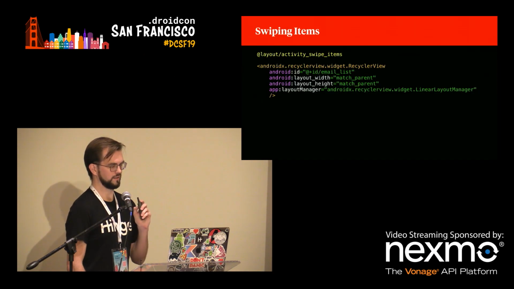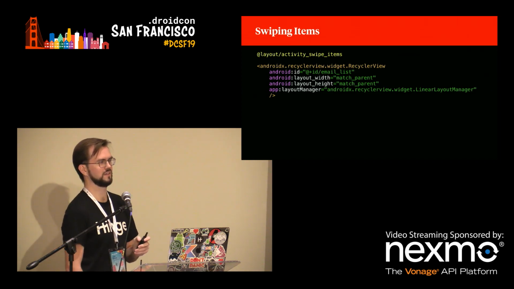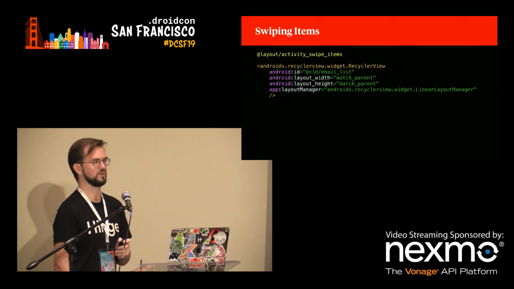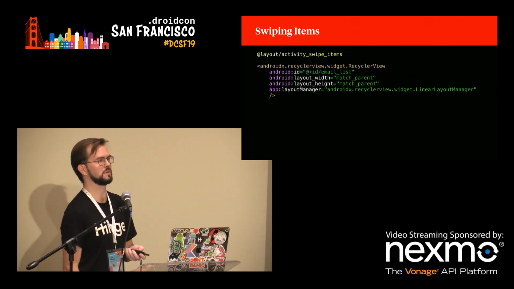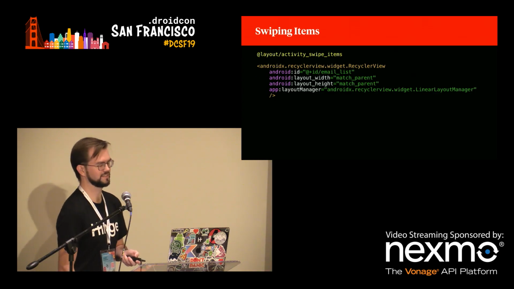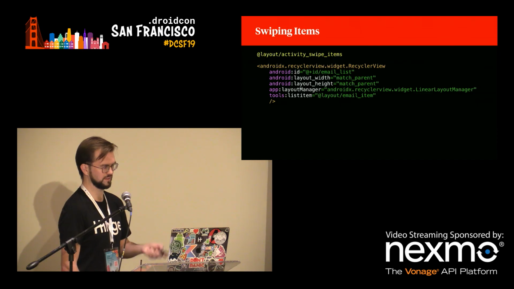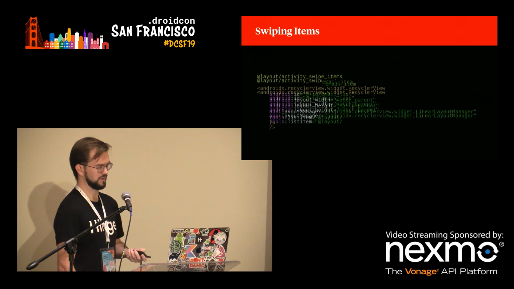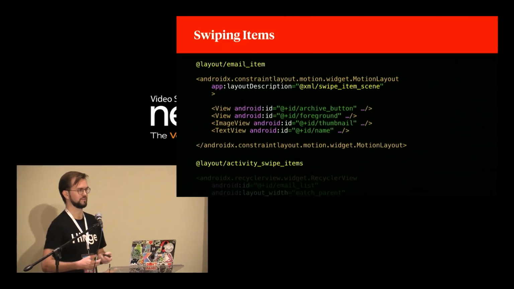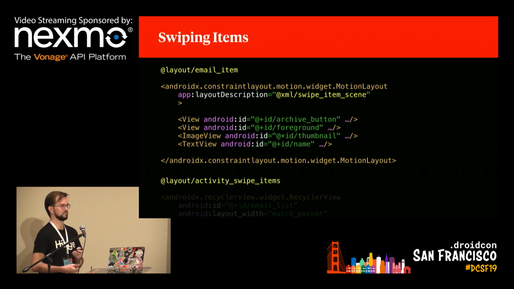So who here has used ItemTouchHelper's swipe in a RecyclerView? Cool. Who here has had pain doing that? Pretty much the same people. Good. So you're going to like this. So I have this RecyclerView, and what I'm going to do is give it a view holder, and the layout for that view holder is just email item, which happens to be a motion layout. So every single view holder will be a motion layout. And what I want to do is just have an on-swipe gesture for each of these view holders.